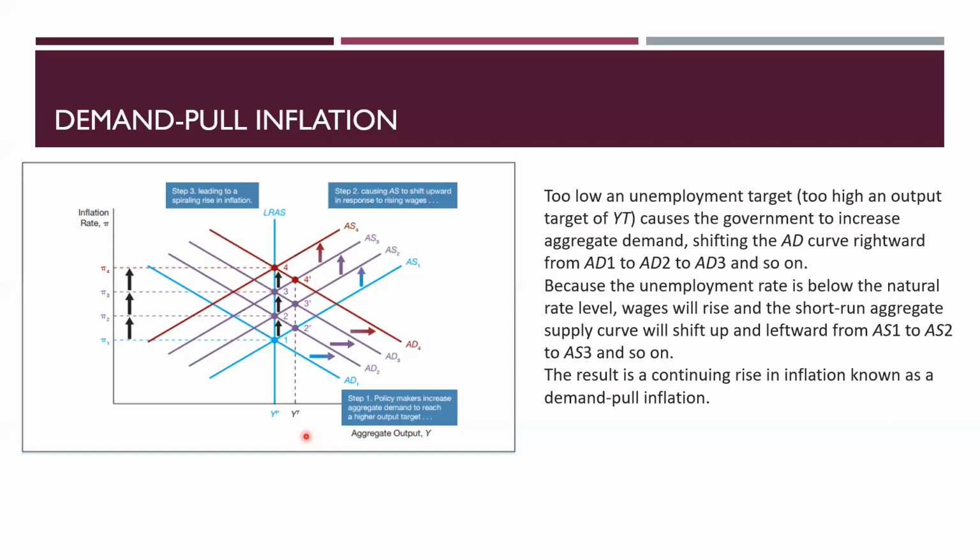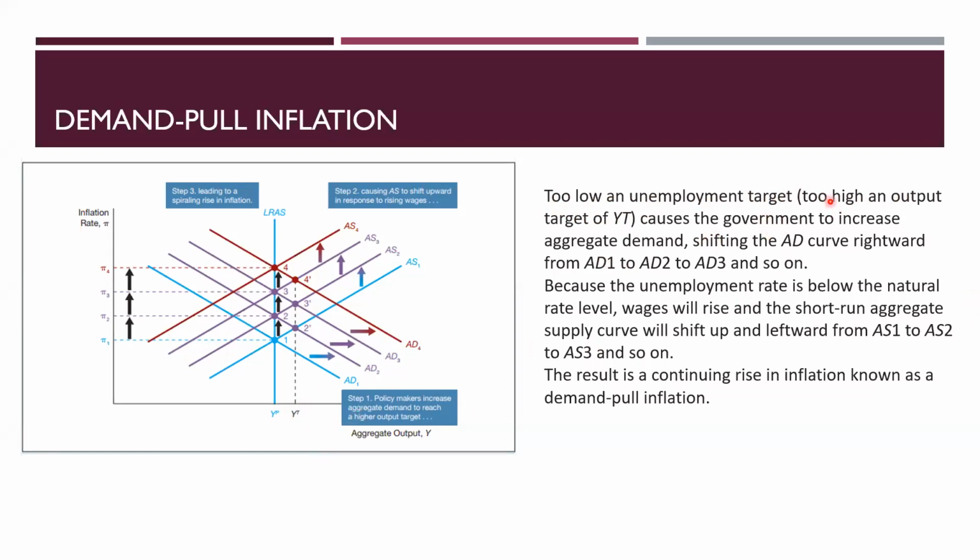2 prime. So you can see that a too low unemployment target is exactly the same as a too high output target of YT. It's way too high. Sorry, what did I say? It's a too low unemployment target, but a too high output target.